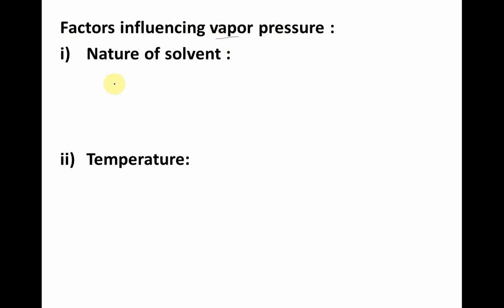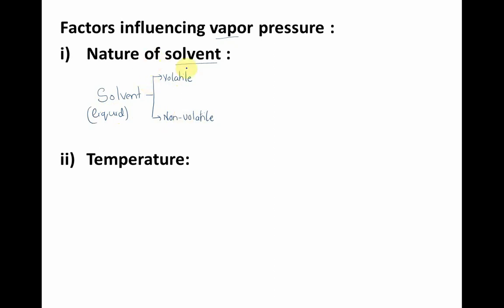Okay, students, next, what are the factors affecting the vapor pressure? The first one is the nature of the solvent. Solvents are of two types. One is volatile solvent, another one is non-volatile solvent, and the condition is the solvent should be in liquid state. So this is a volatile liquid solvent. This is a non-volatile liquid solvent.